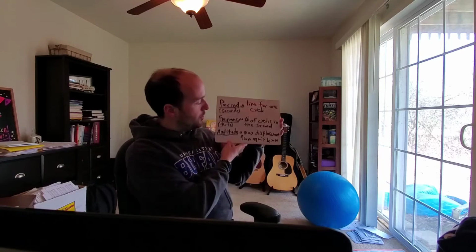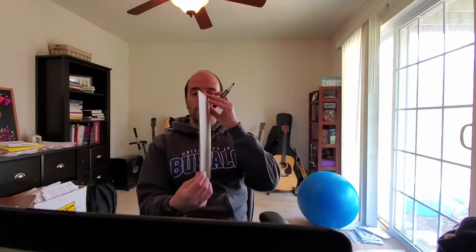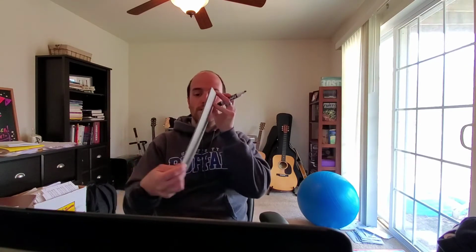And the last characteristic is called the amplitude. The amplitude is the maximum displacement from equilibrium. So if a pendulum here is at equilibrium, if I swing it up this way, that height difference from the object here to the object now up here, that's your amplitude.